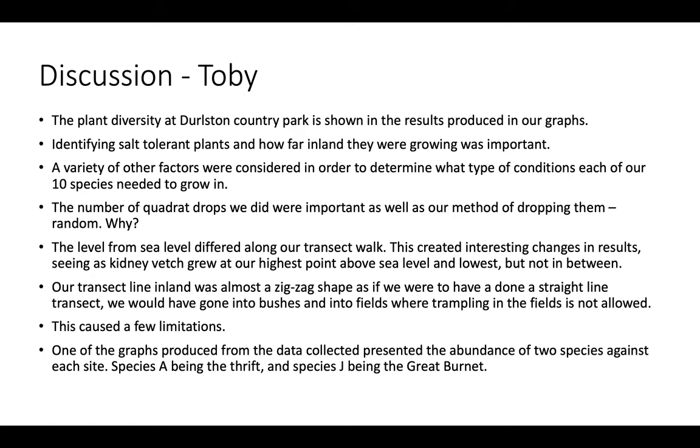The first species that we identified, species A, is a salt-tolerant plant as it grew very close to the coastal edge and was only found up until about a couple hundred meters inland, whereas the Great Burnet species, species J, seems to be less salt-tolerant as it started growing a couple hundred meters inland and then grew in sites 4, 5 and 6.